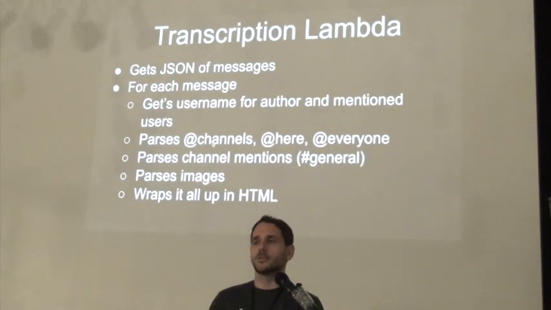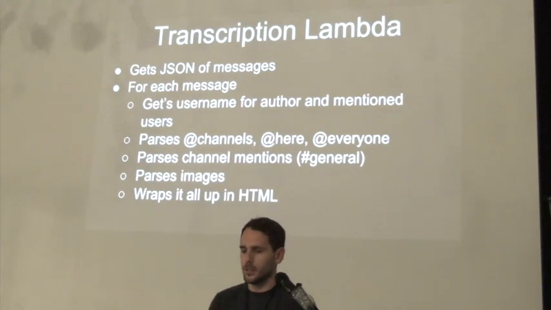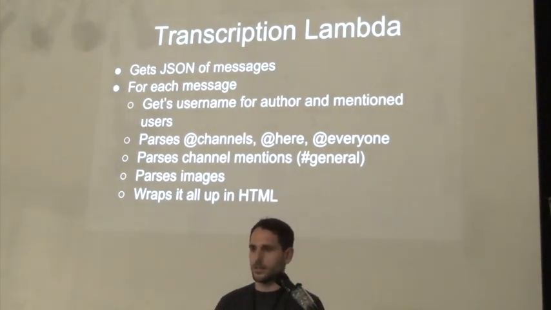And so for the transcription lambda, these are the things that we want to be able to do. We grab all of the JSON for the messages, and then for each message we have to do a lot of text parsing. You have to pull out the username and user information for the author, and any mentioned users, because the JSON that you get back from the Slack API is all IDs. So it says, you know, this user ID sent a message to this user ID and mentioned this channel ID. So you want to be able to put that into a readable format.